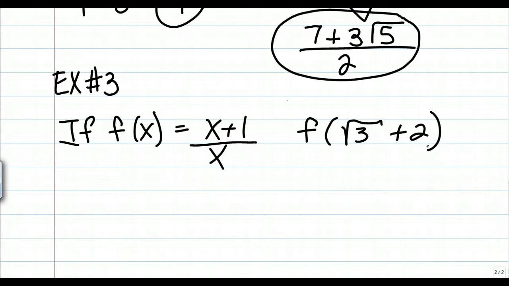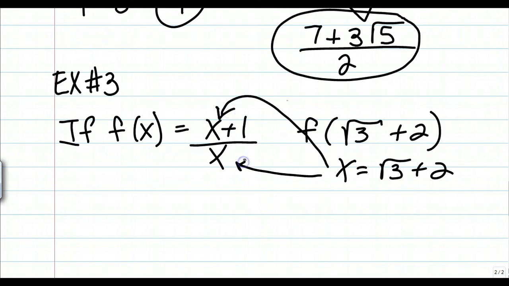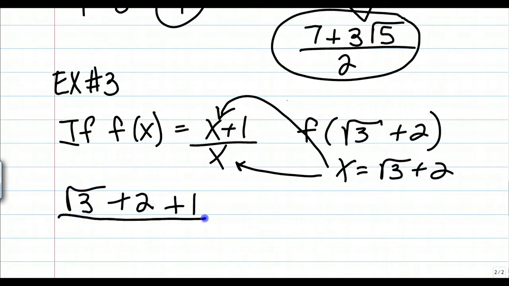So we've done these before where it said like you have f of x and it gives you that f of whatever, like f of 5, and you have to plug in 5 for x. Well, here instead of a number, we have a radical plus 2. So it's like my x equaling radical 3 plus 2. And you're going to have to substitute that in for each of those x's. So if I did that, I would have radical 3 plus 2 plus this 1 over radical 3 plus 2 to equal this denominator.